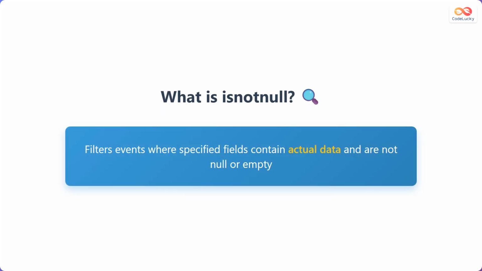The isnotnull command serves a specific purpose in data validation. It filters events where specified fields contain actual data and are not null or empty. This means the command will only return events that have meaningful values in the fields you specify, excluding any records with missing, null, or empty field values.